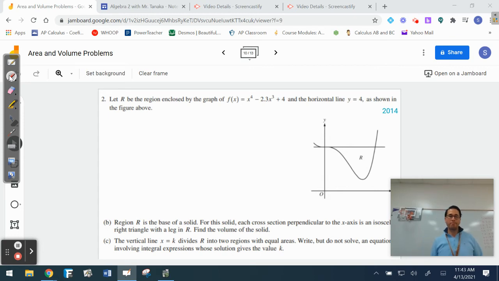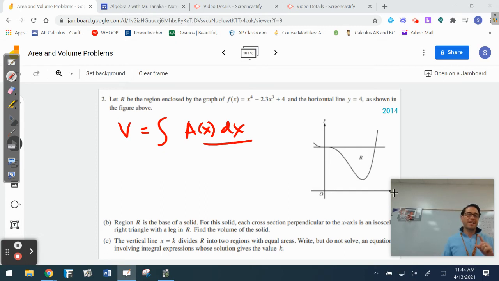All right, part B. Region R is a base of a solid. For this solid, each cross-section perpendicular to the x-axis is an isosceles right triangle, and I have to find the volume. So this is a cross-section problem, so it's V equals. Whenever it's a cross-section problem, I need the area of one of those cross-sections. Now, those are x's because it said perpendicular to the x-axis. So once again, I'm going to go from 0 to 2.3, or alpha A.